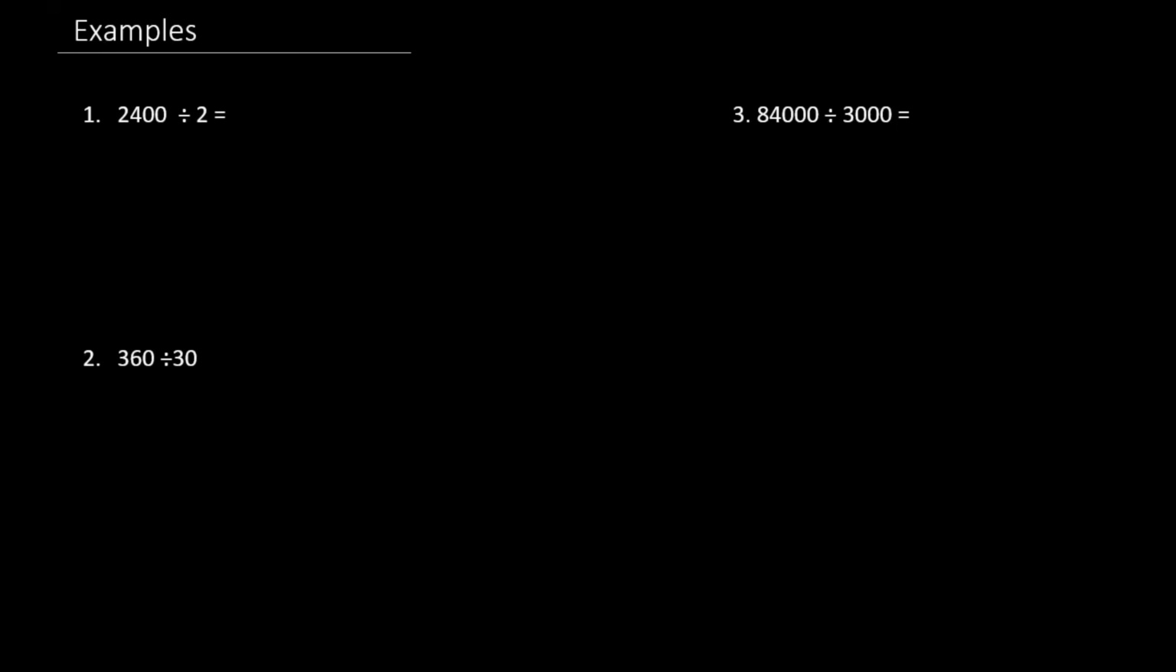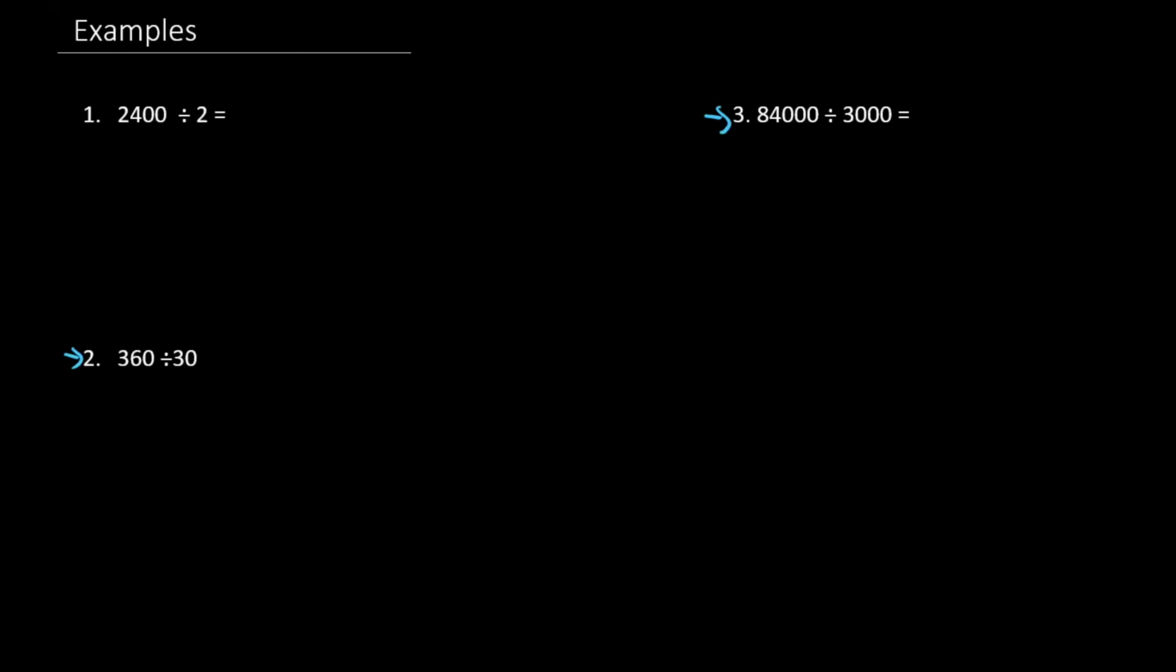So the first example is 2400 divided by 2. I'll be showing you two methods, but for the first example I can't show the second method, so I'll just show you the first method. And later on, for the second question and the third question, I'll show you how to do the second method and the first method. Okay, let's start.